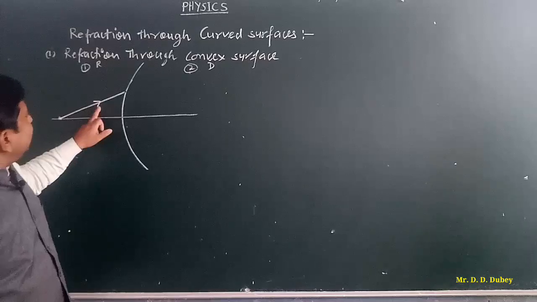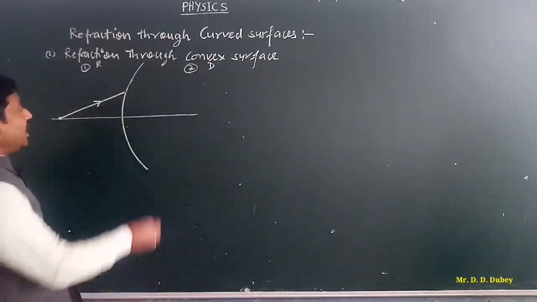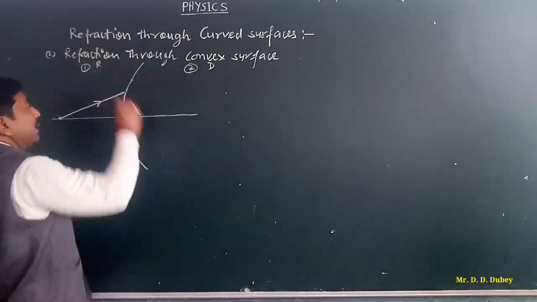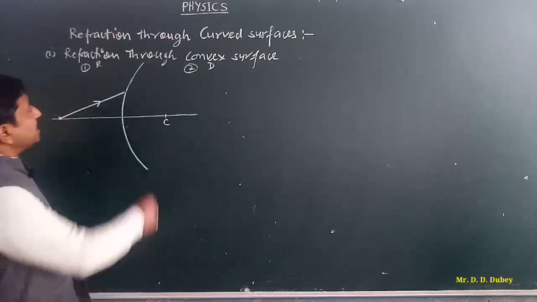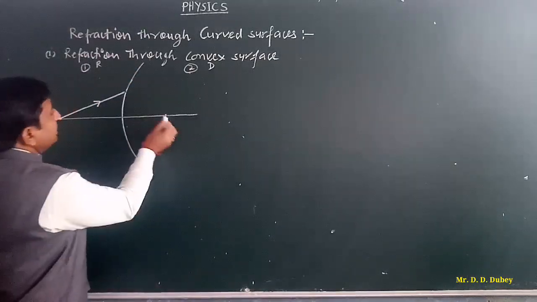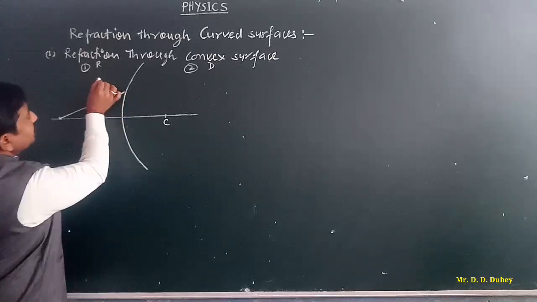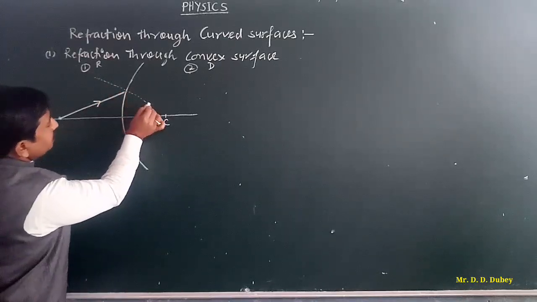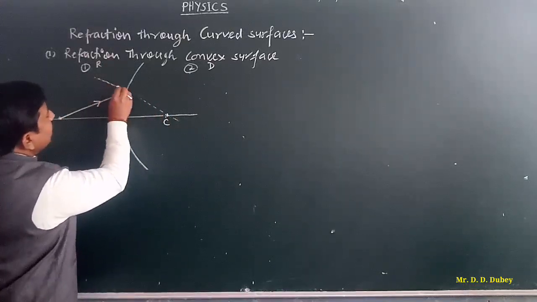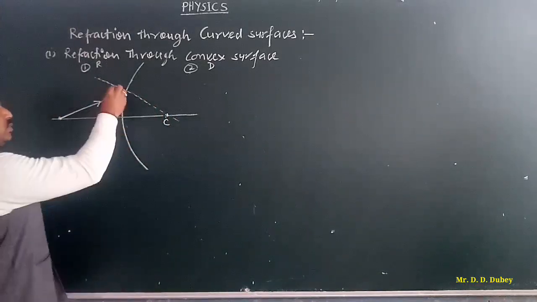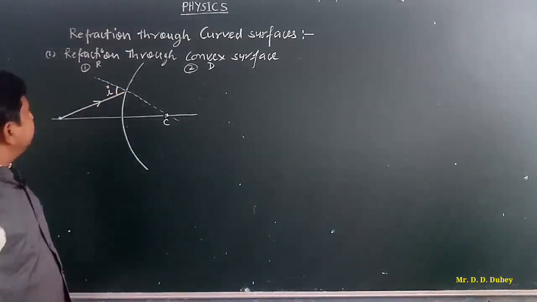Let us draw an incident ray from this point object to the curved surface, and you know what will happen. Suppose that this is the center of curvature of this curved surface. Then if we join this center of curvature to this incident point, this line will be treated as the normal. So this angle is equal to the angle of incidence.